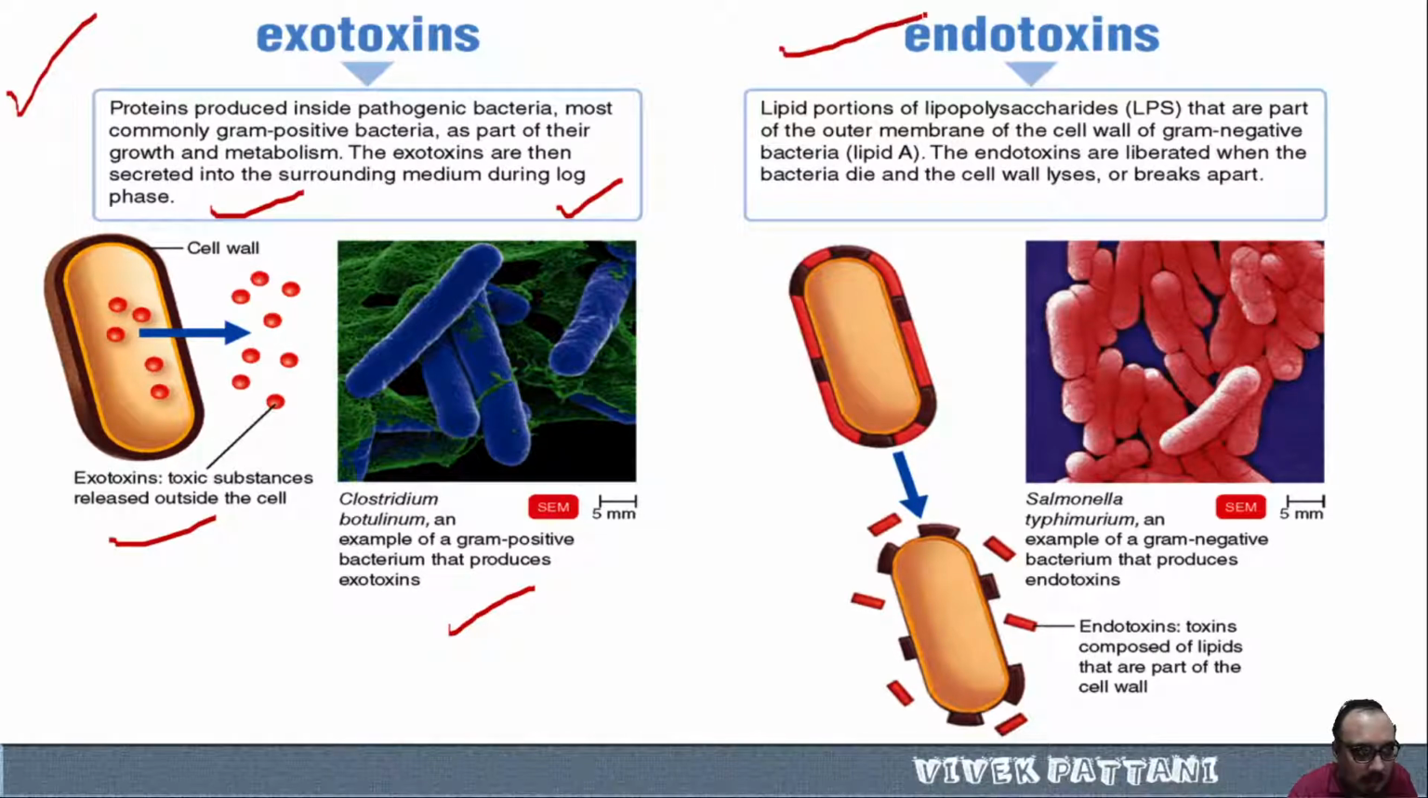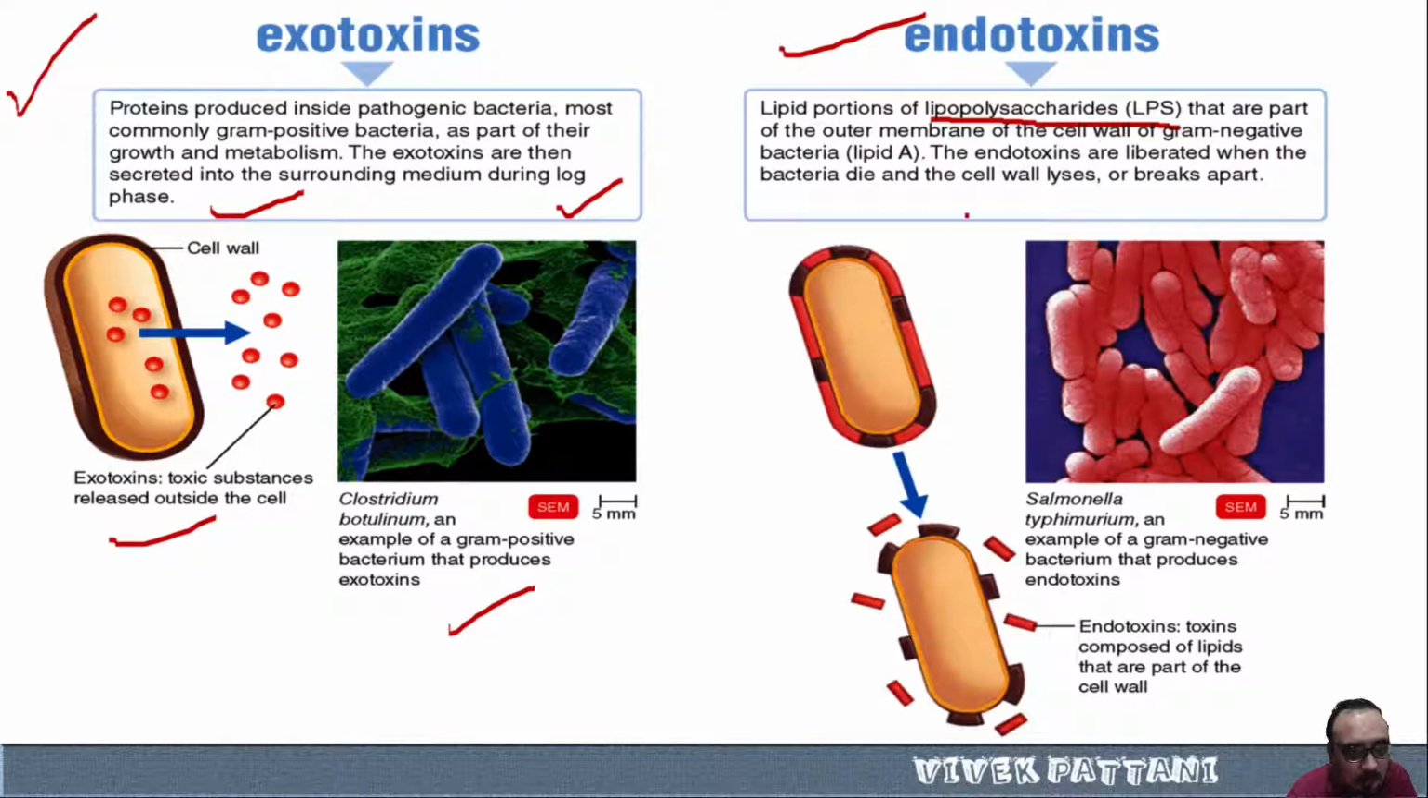Now comes the endotoxins. What are they? They are lipid portions of lipopolysaccharides that are part of the outer membrane of the cell wall of gram negative bacteria. I am again repeating it: they are the lipid portions.